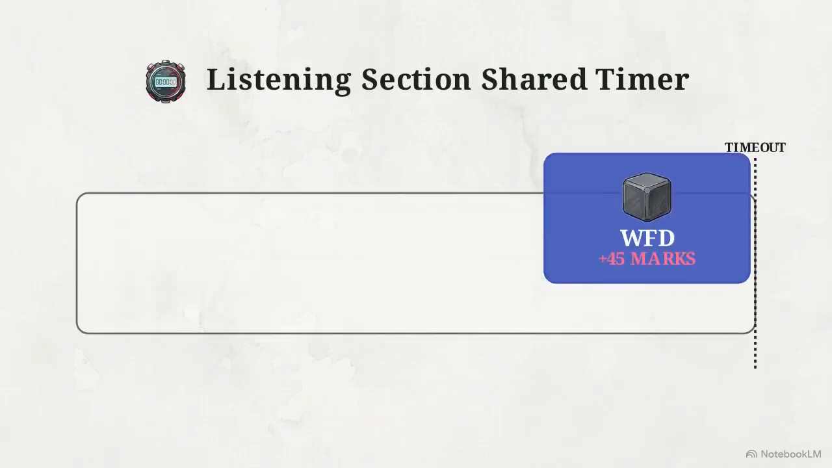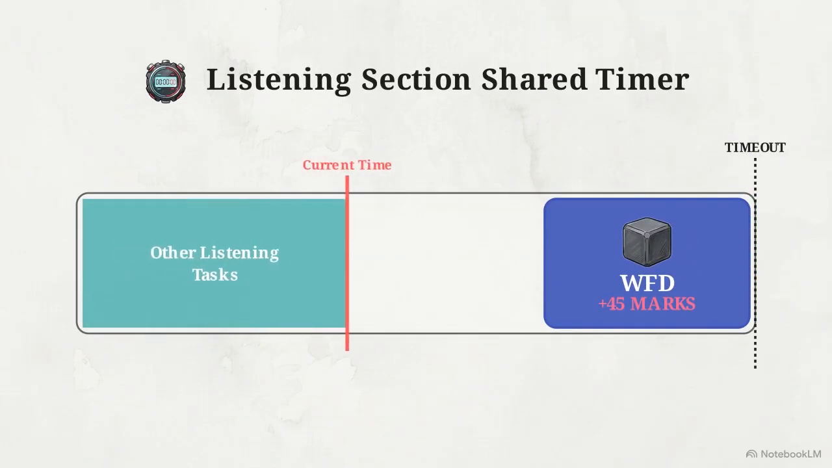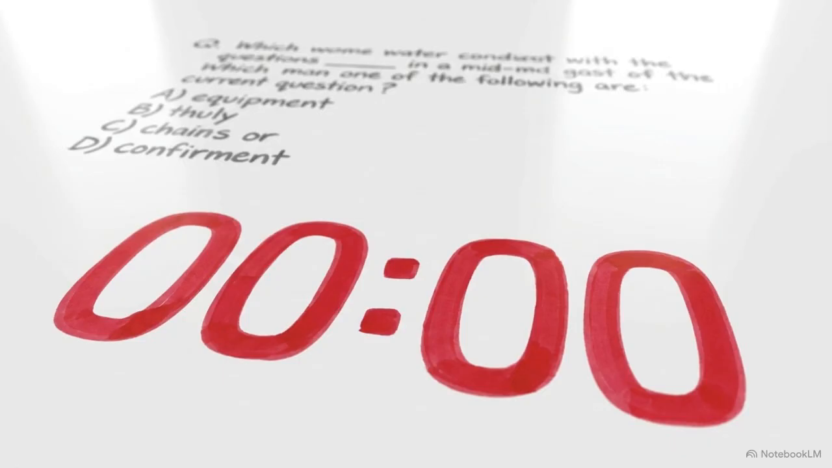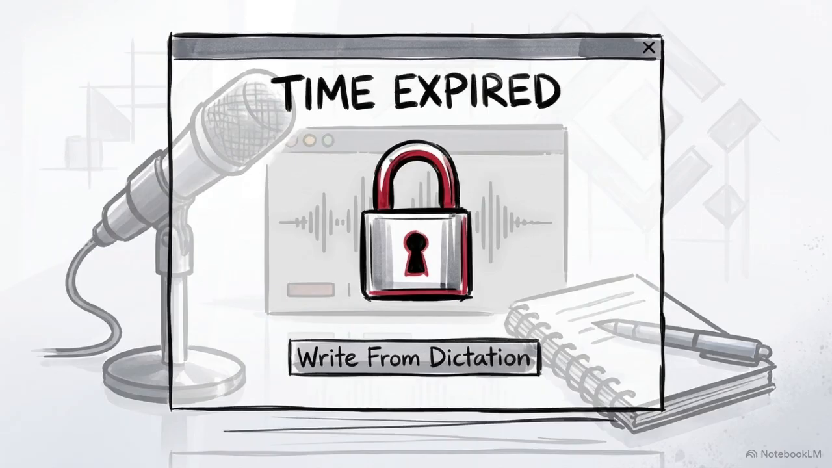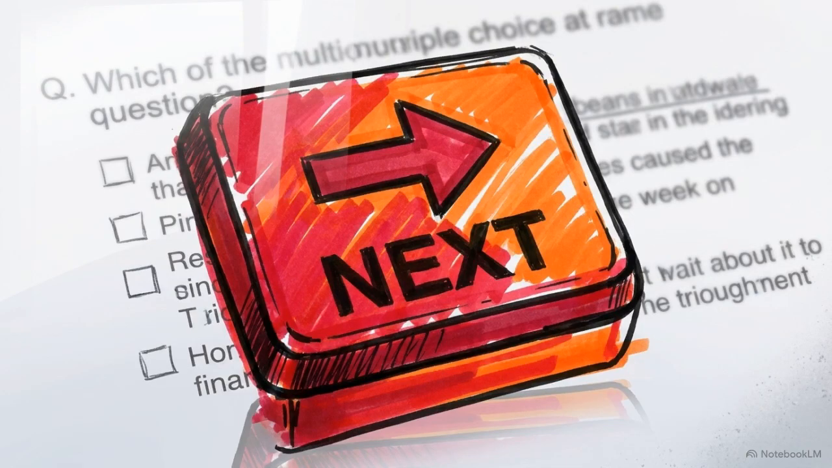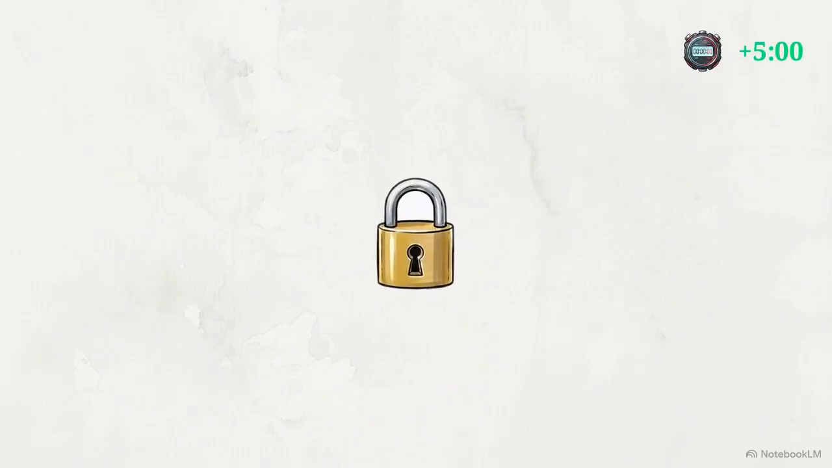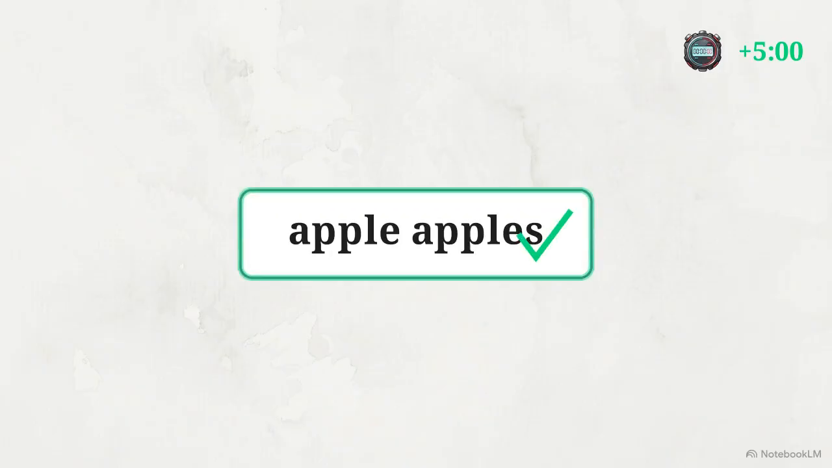This timeline reveals a structural danger. The final, most important section, Write from Dictation, shares its timer with the rest of the listening section. If you spend too much time on low-value multiple-choice questions, the clock will run out. The test will automatically end before you reach the WFD section, forfeiting up to 45 points. This Next button is a tactical tool. When you reach dummy modules like multiple choice or select missing word, instantly guess one option and click Next. Do not spend time evaluating the answers. Those saved minutes allow you to reach WFD with enough time to use the trial word technique.